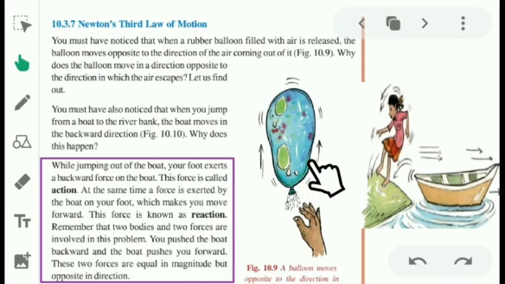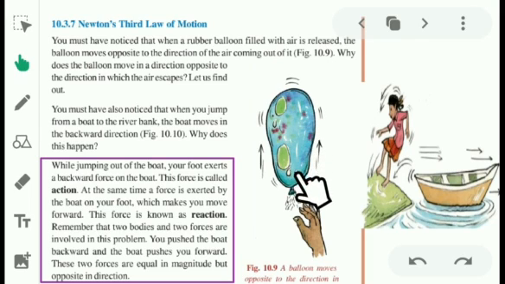See the inflated balloon. When you release it, the air inside will escape and the balloon will move in the upward direction. Why is the balloon moving in the upward direction? Because the air escapes in the downward direction. This air pushes the balloon in the upward direction.